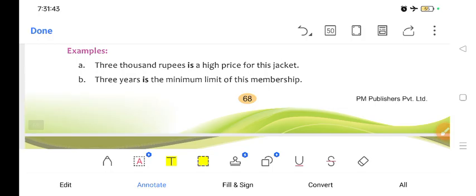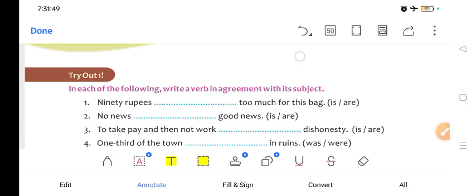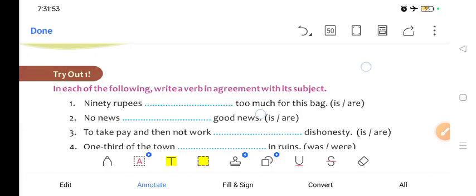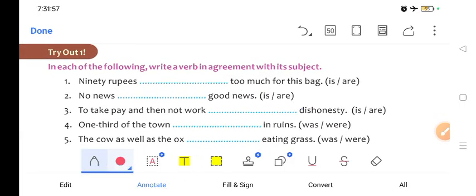Examples: 3000 rupees is a high price for this jacket. 3 years is the minimum limit. So these are used as a unit. Okay. Now, in each of the following, write a verb in agreement with its subject. Like, 90 rupees is too much for this bag.